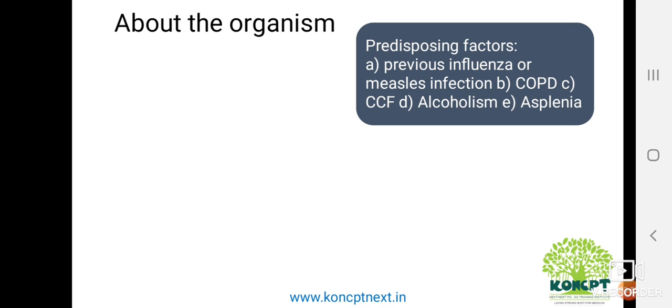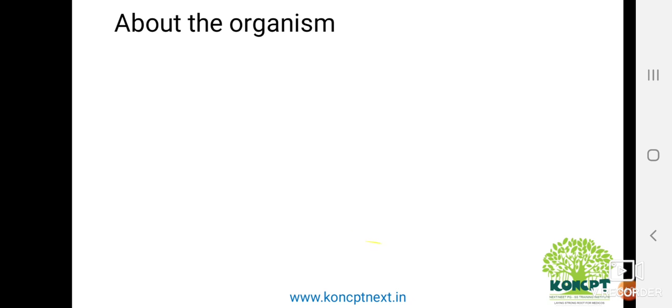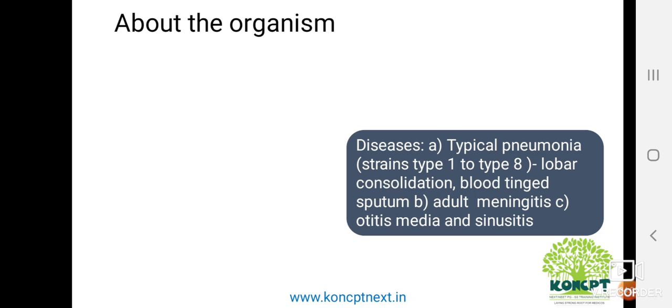Coming to the predisposing factors for pneumococcal infection, it is previous influenza or measles infection, COPD, CCF, alcoholism, and asplenia. So these are again some clinical clues in the question. Coming to the disease, which we already discussed, it can cause typical pneumonia with lobar consolidation, blood-tinged sputum, meningitis in adults, otitis media, and sinusitis.